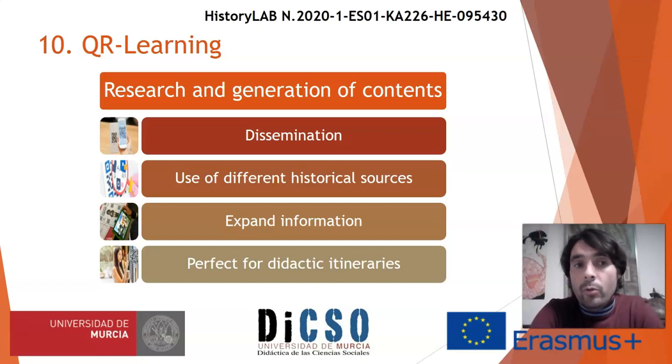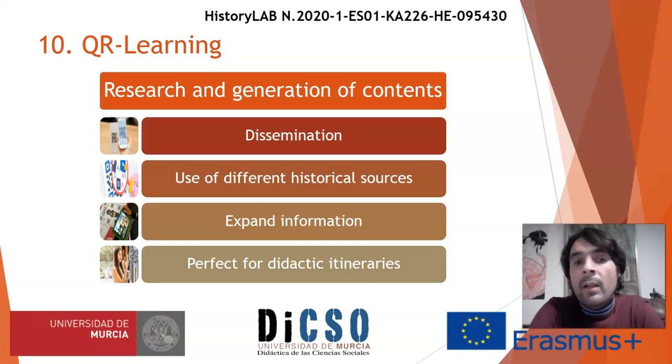We can also use, for example, some ICT resources related to mobile devices such as smartphones or tablets. For example, QR codes. QR codes are very interesting because they allow our students to research and generate their own contents, for example, through a blog, and then link that blog with the QR code, which is a very good way to disseminate and share the new findings and contents. We can use the QR codes to include different historical sources for our students, be it videos, documents, texts, or artworks, for example.